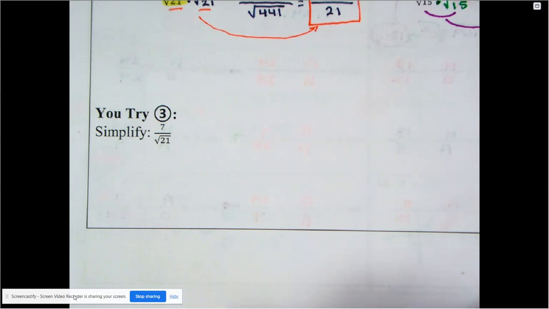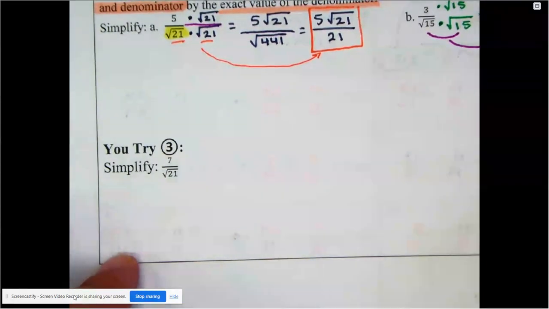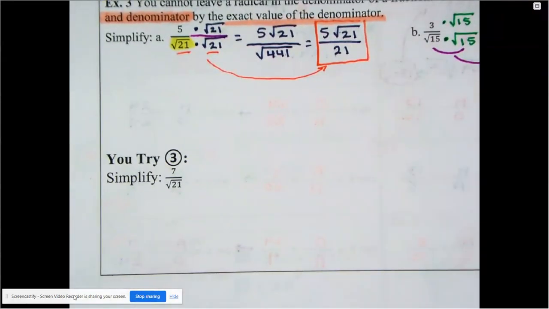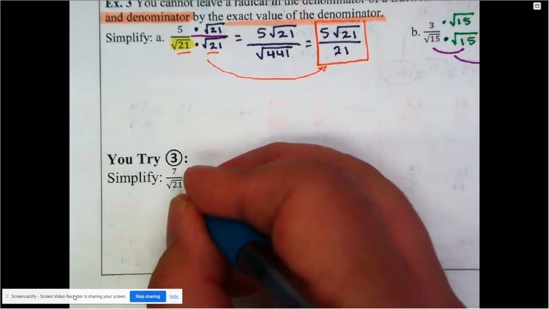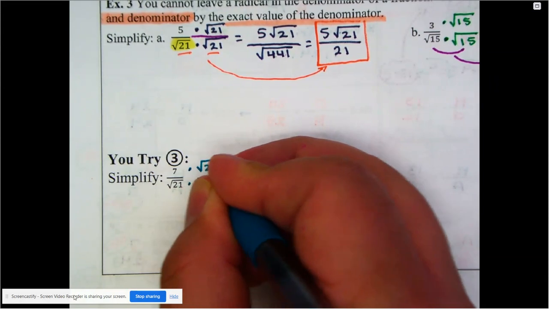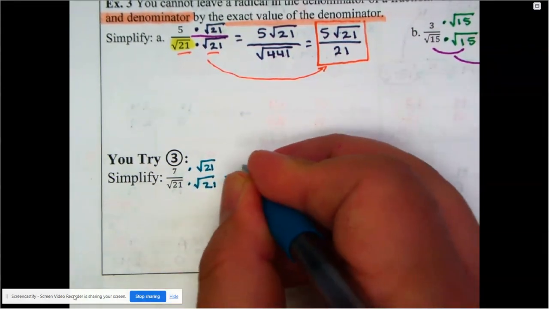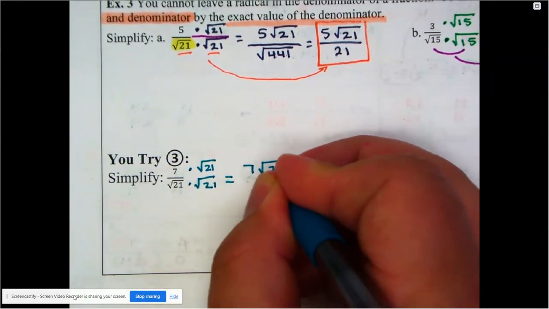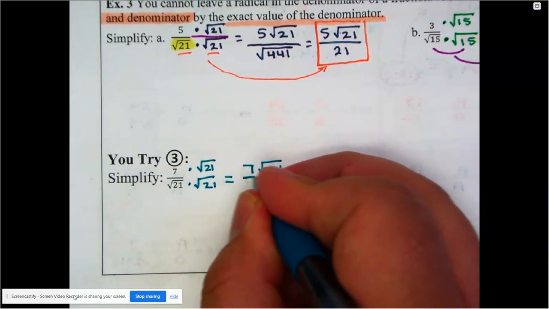Shouldn't take you too long. Looks a lot like the one that we did right on top. In fact, you know what? Let's just work with it. We're going to multiply this by the square root of 21. Multiply this one by the square root of 21. So I have 7 square root of 21 all over.